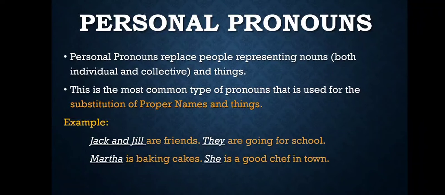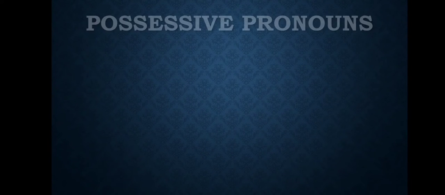Next is Martha is baking cakes. She is a good chef in town. So here in this sentence, Martha is a singular noun, and for that singular noun we are using a personal pronoun that is also singular in its category. Like if there would be a boy, then we would use he. If it is more than one person, then we could use they or we or us or our and many others. So this is about personal pronouns.